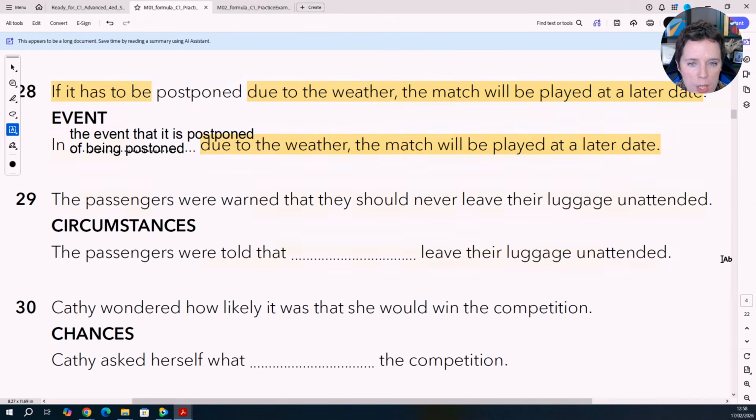Okay, moving on. I've got: the passengers were told that leave their luggage unattended. Okay, these are really tricky because we have really similar words. We're told that, we're warned that, and then leave their luggage unattended. So we need to replace they should never.